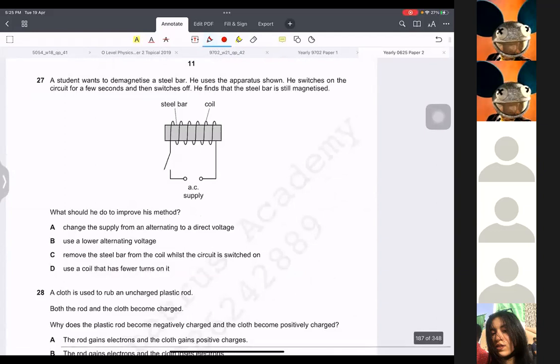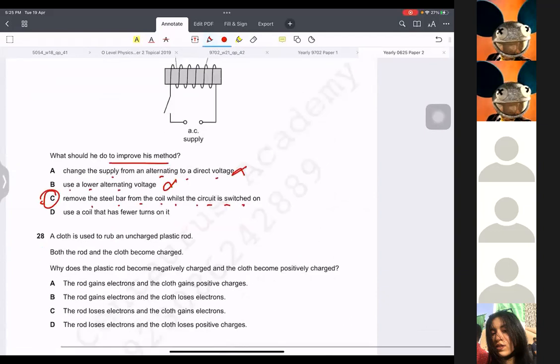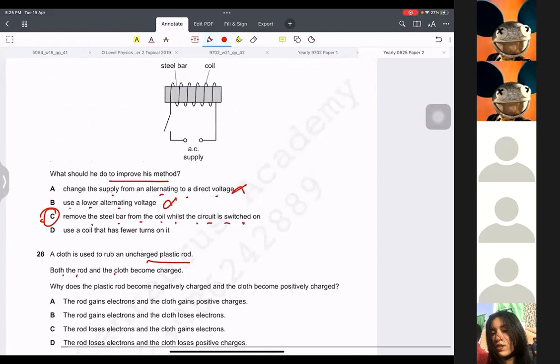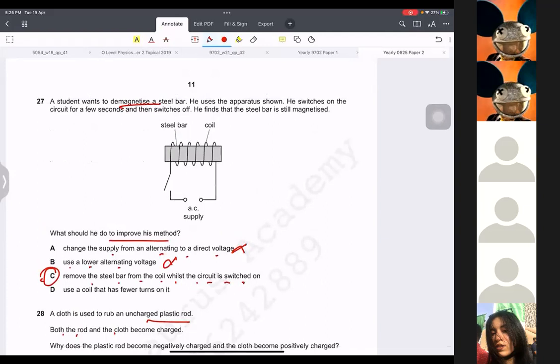All right. How do we improve this method? We want to demagnetize. Change the supply from alternating, that's wrong. Use lower, that's wrong. Remove steel while the switch is on. I think that is correct. You should remove it. The cloth is used to rub an uncharged plastic rod. Yes. Why not D? Use a coil with more turns.